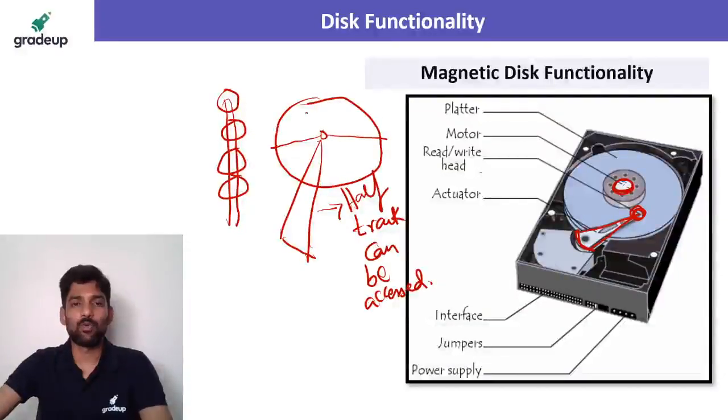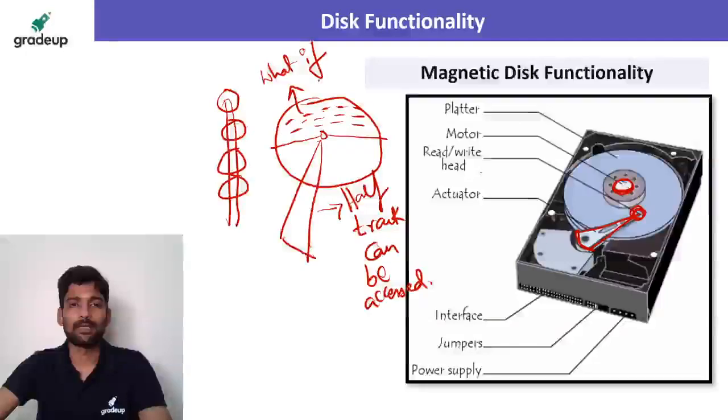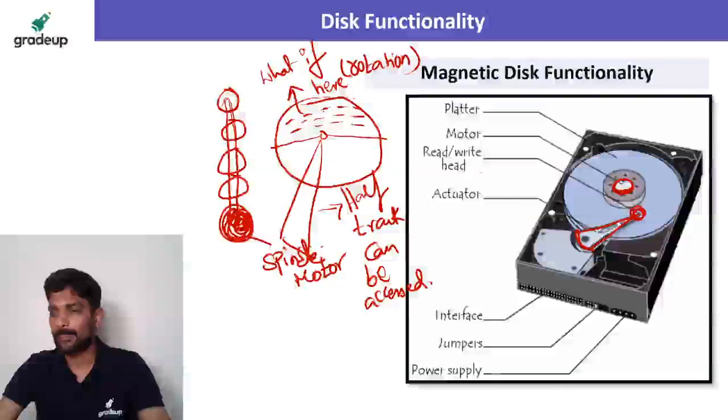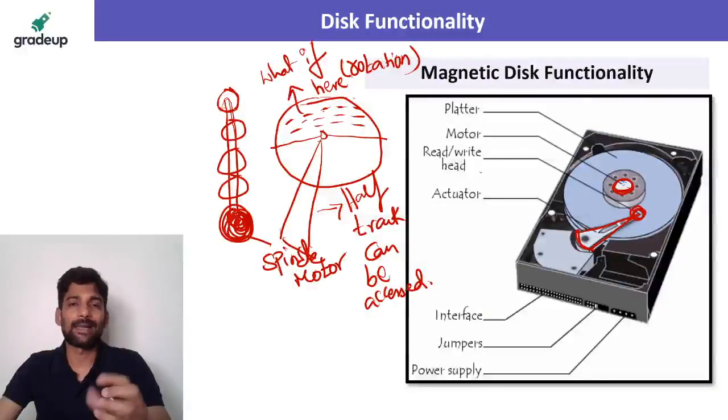But the question is, what if the data is here? If the sectors that we want are in the other half, what to do? Then definitely the disk, this platter, should rotate. For this rotation, as all the platters are mounted on the spindle, under the spindle you will have a motor called the spindle motor. So when the spindle motor rotates, the spindle gets rotated, and the platters start rotating.